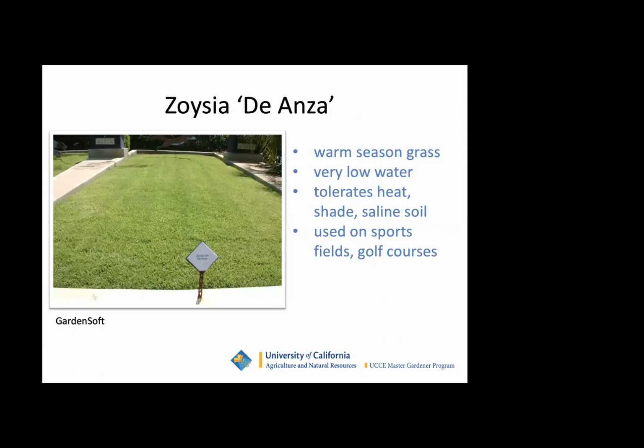This one, Zoysia dianza, is a warm season grass. It's used on a lot of sports fields and golf courses. Again, it's really tough. It takes heat and shade and even saline soil, which is tough, and does not require a lot of water. And as you can see, this really has the look of conventional turf. Probably not going to be quite as soft as conventional turf, but it has that nice emerald green look.